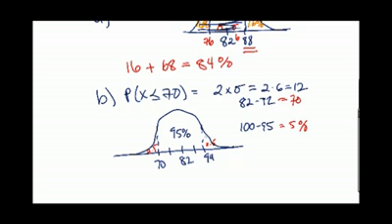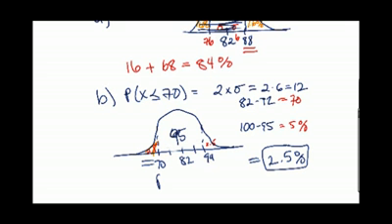So what we do is we add this portion and that portion. No, I'm sorry, I lied to you. We wanted less than 70, right? So we just take that 2.5 and that's our answer, because we want this direction. So that equals 2.5%.